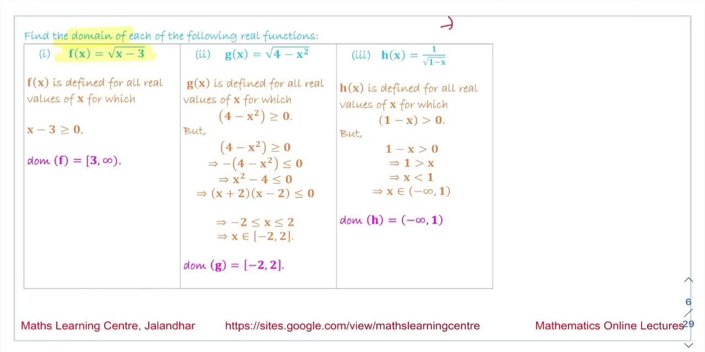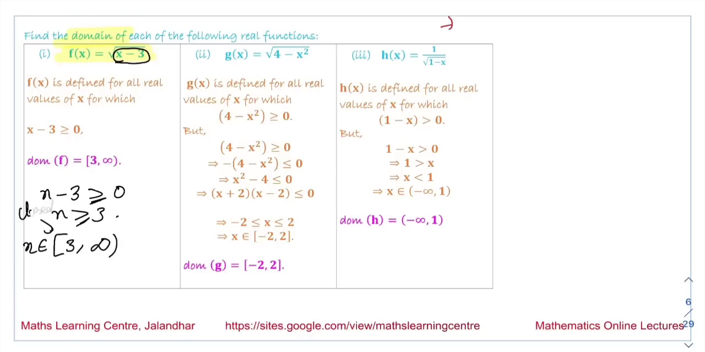So f of x is equal to square root of x minus 3. This function is defined if x minus 3 is greater than or equal to 0. It means x is greater than or equal to 3. So x belongs to the interval 3 comma infinity. This interval is closed on this side.